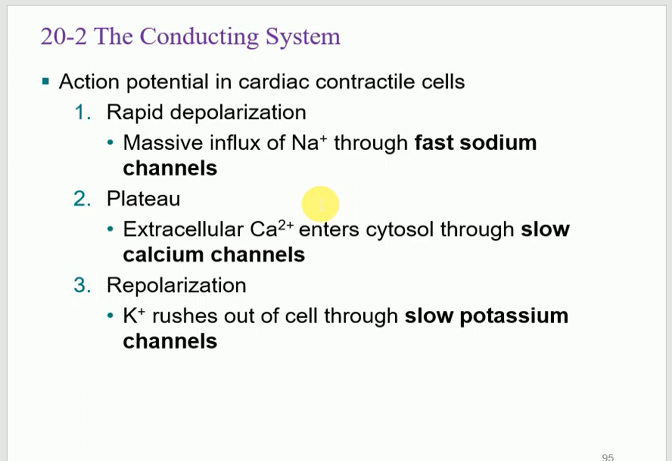Here it's different. Here you go rapid depolarization to start, and it's for the same reason. Sodium moves in, and then there is something called plateau. Do we know what a plateau is? A plateau is going like this, horizontally, instead of up or down. So we go through plateau and then repolarization after that. So rapid depolarization is sodium in, plateau is calcium in, repolarization is potassium out.